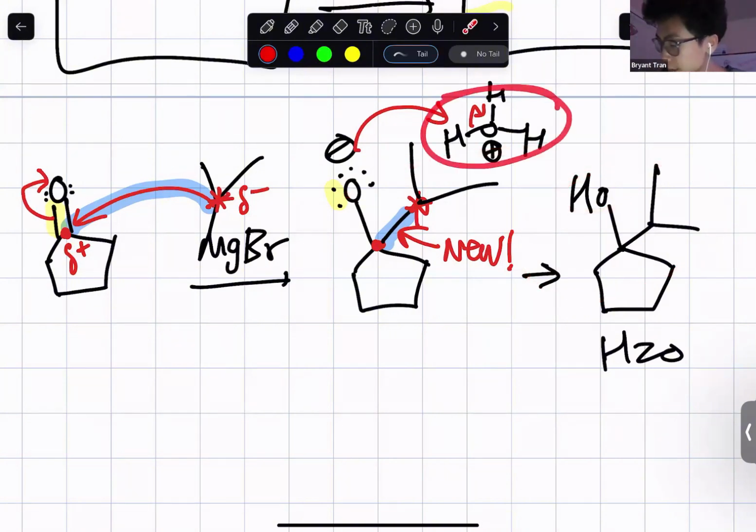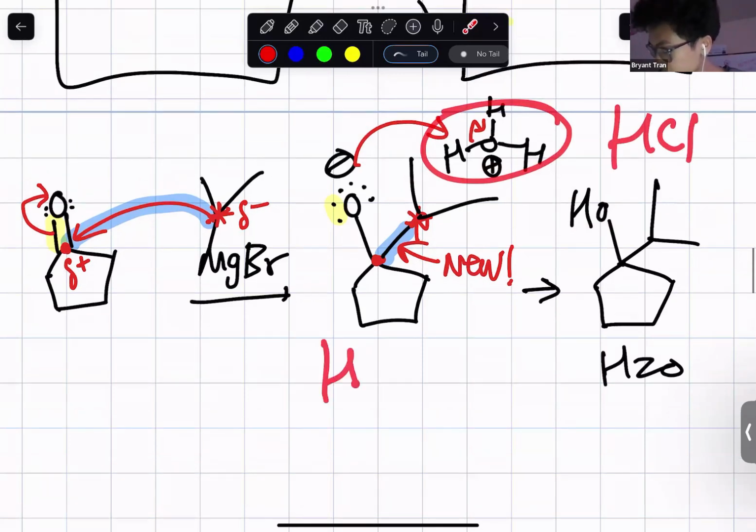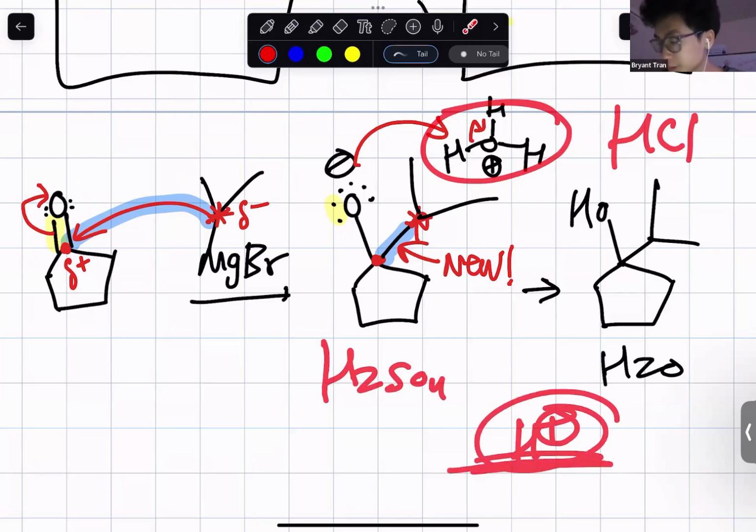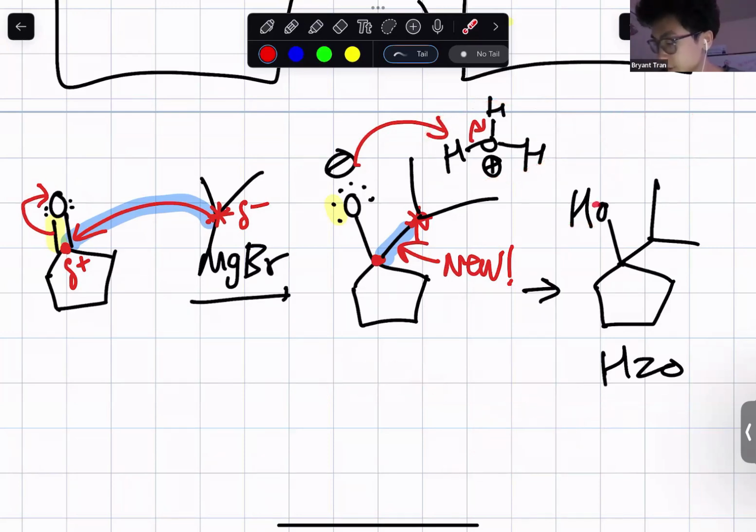It could be H3O plus, it could be HCl, or it could be H2SO4. Any strong acid, any proton source, anything that could give a proton, a hydrogen, to the oxygen to make it neutral. Any questions on that part of the mechanism? No, okay, that's good. So that's the second part right there.